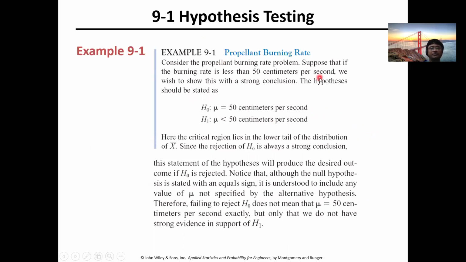So this is the example. Consider the propellant burning rate problem. Suppose that if the burning rate is less than 50 centimeters per second, we wish to show this with a strong conclusion. The hypothesis should be treated as this one. So this is the null hypothesis. Please pay attention. This hypothesis is the null hypothesis.